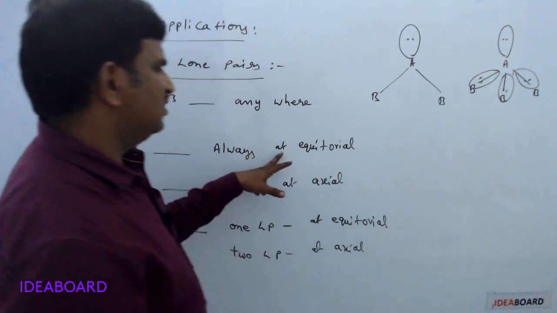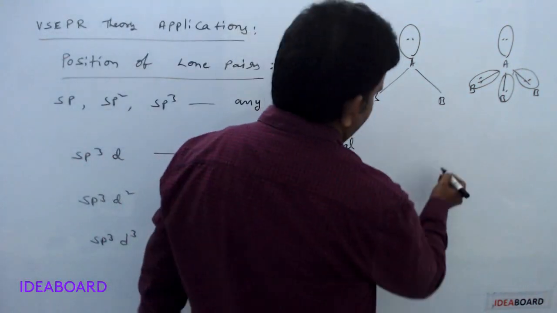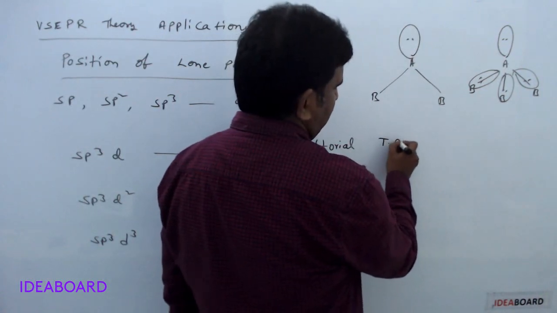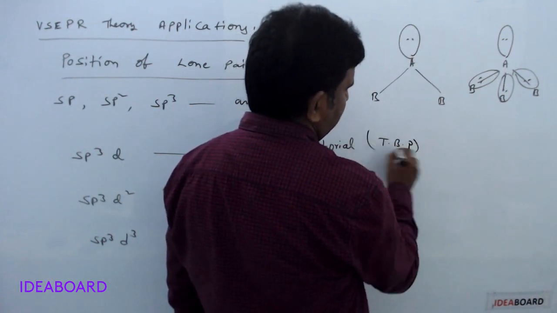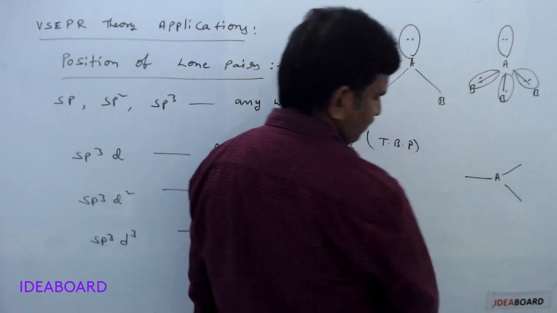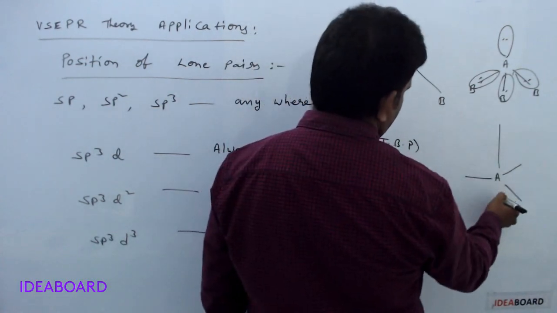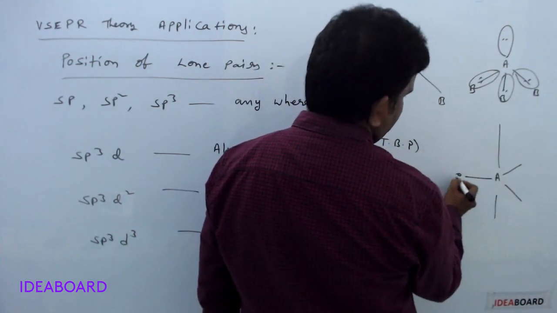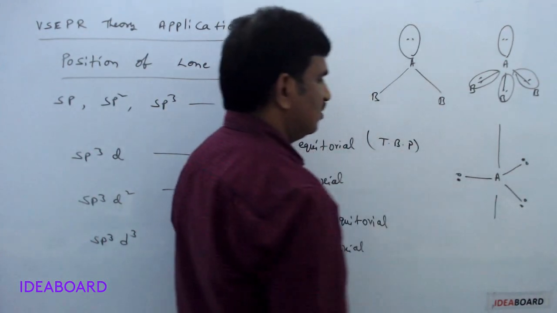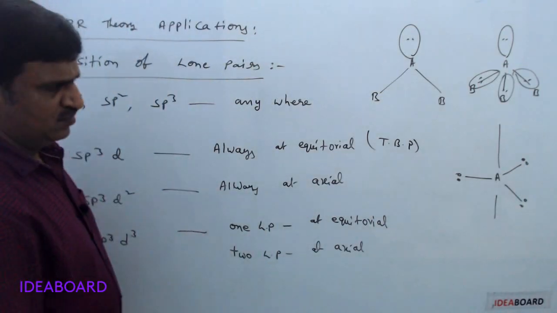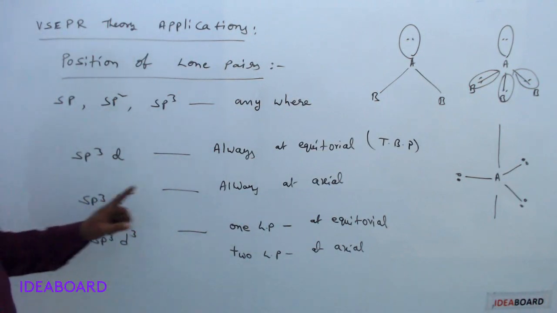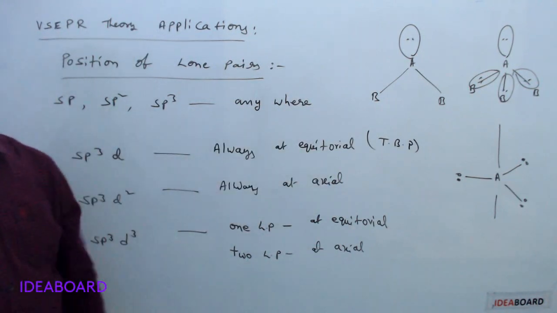As per Bent's rule, we can say it is always at the equatorial position. Here sp3d hybridization means it is a trigonal bipyramidal shape. In the trigonal bipyramidal shape, equatorial positions are these, and these are called axial positions. In the equatorial positions, either this position or this position or this position, the lone pair occupies, but it is never at axial positions. Okay, and for sp3d2, it is always at axial positions.